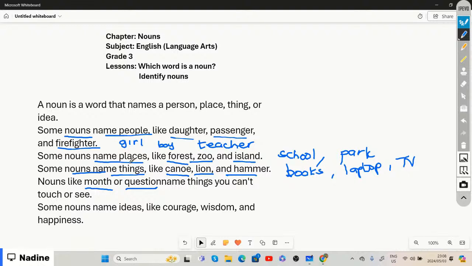And then we have some of the nouns that name ideas, right? Some nouns that name ideas are words like courage, wisdom, happiness, right?